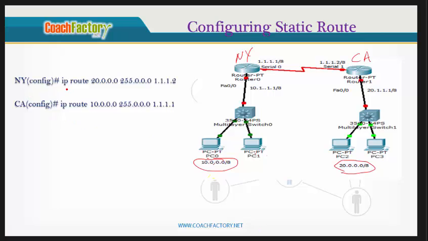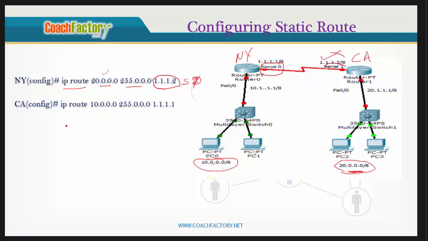From the New York router we will use this command, ip route, then specify the destination network which we want to provide access to our LAN users, which is the 20 network, followed by the subnet mask and how to reach the destination network. It will be the next hop IP address of the California router, or we can specify the directly connected outgoing interface of the New York router. Either 1.1.1.2, which is the California router's IP address, in order to reach this 20 network, or we can use the interface of the New York router itself.